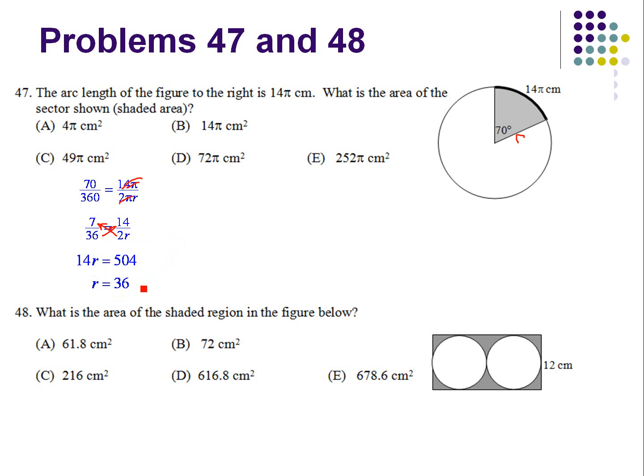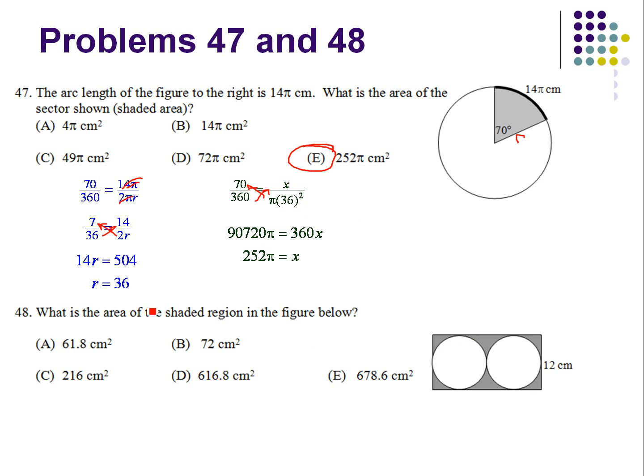Now I want to do pi r squared. So 70 over 360 is equal to the area over the entire figure. Now if you don't feel like reducing, you can still do it that way too. Cross multiply. You just get big numbers. So I get 90,720 pi is equal to 360x. Divide by 360 and I get 252 pi.